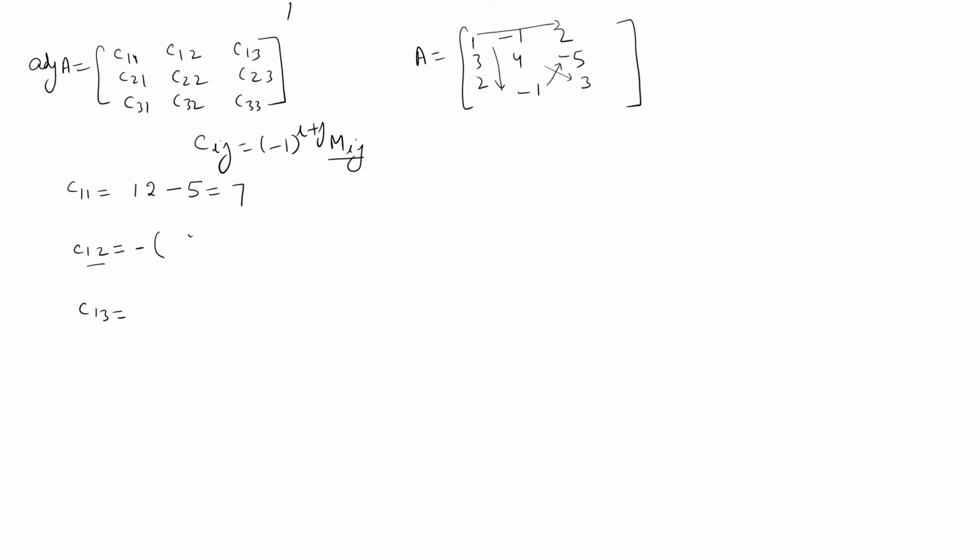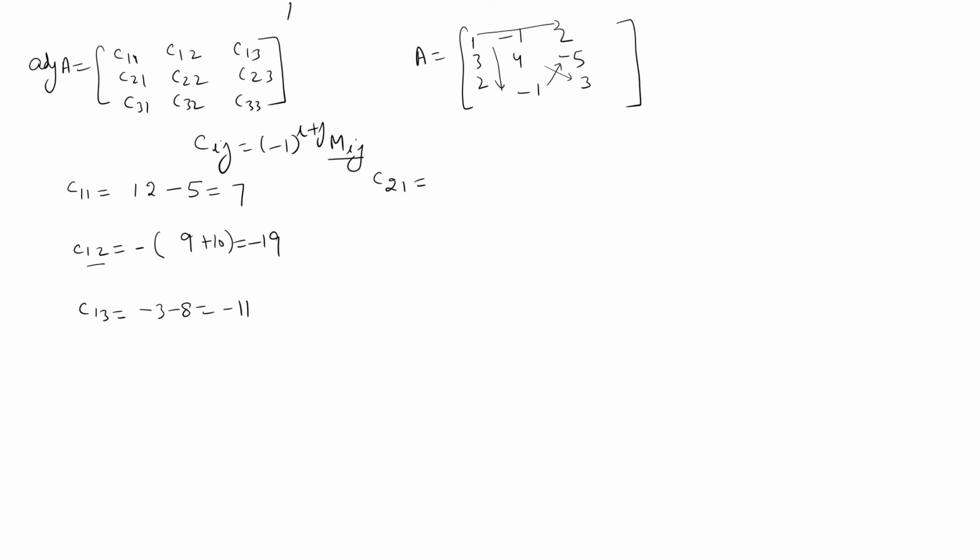So it is 3 3s are 9, and minus of 2 into minus 5 is minus 10. So 9 minus of minus 10 is plus 10. So this will be minus 19. For C13, leave this row and this column. So it is minus 3, minus 8. So it is minus 11.